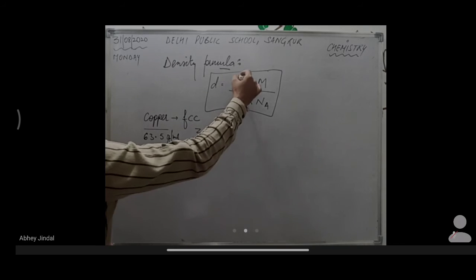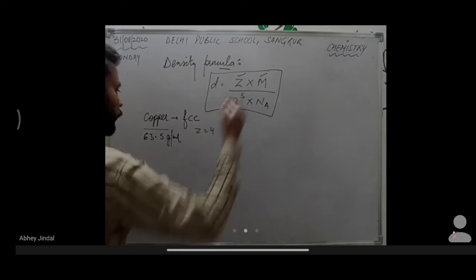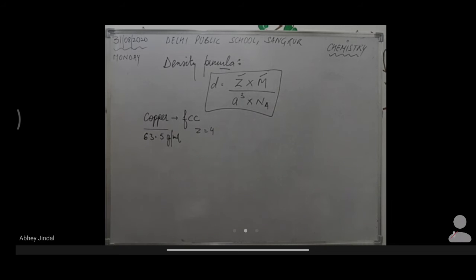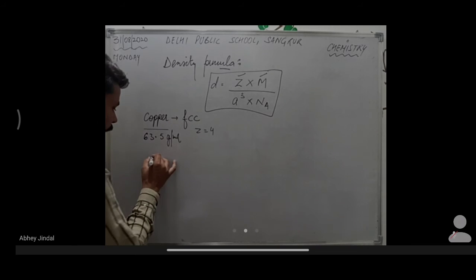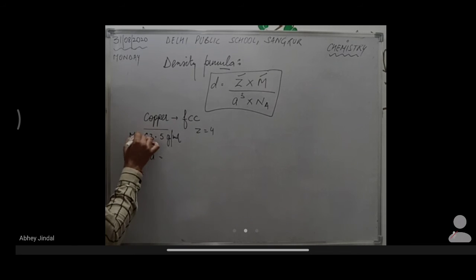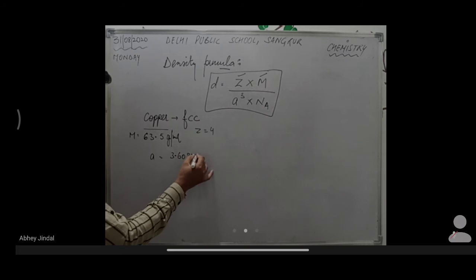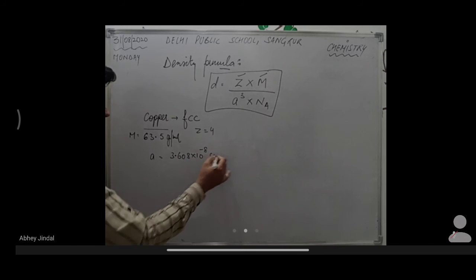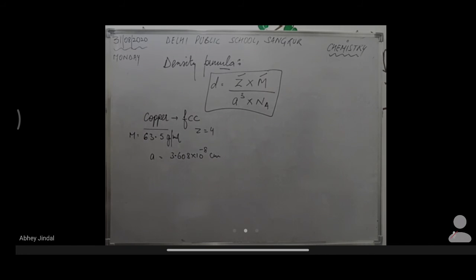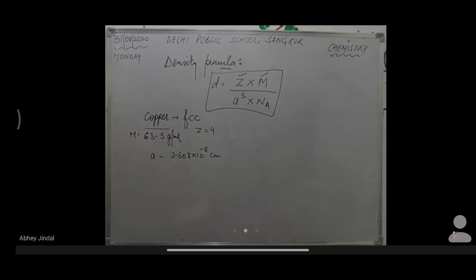So we came to know about Z and M from the statement only, from the first few words. The edge length a is also given as 3.608 into 10 raised to the power minus 8 centimeter. You have to keep it in centimeter only. There is no need to change it into meters, and you have to take mass in grams only. There is no need to change it into kilograms.